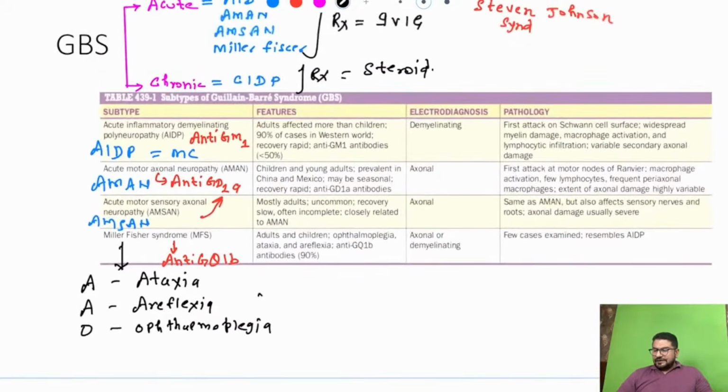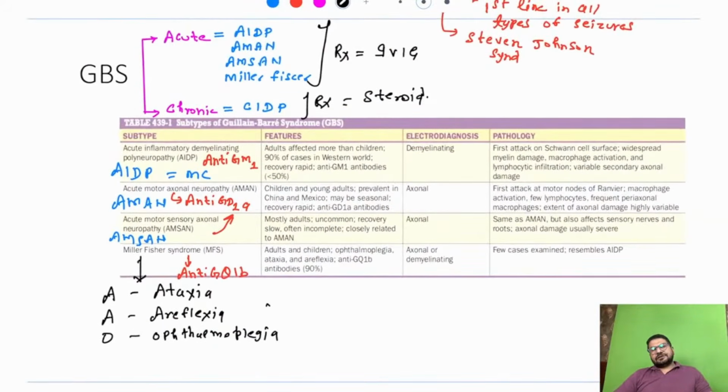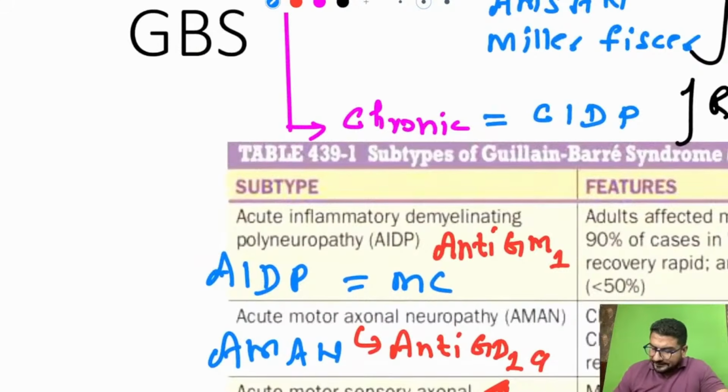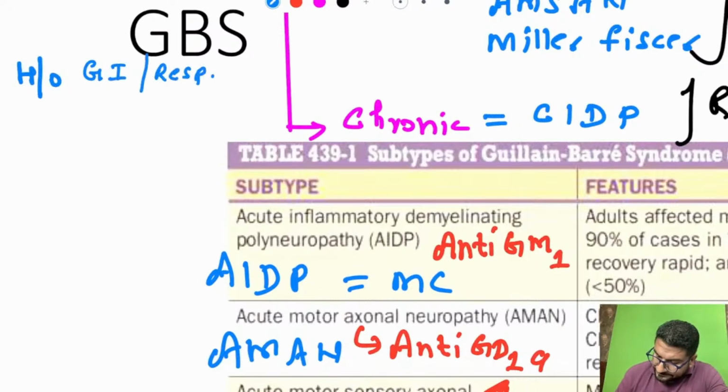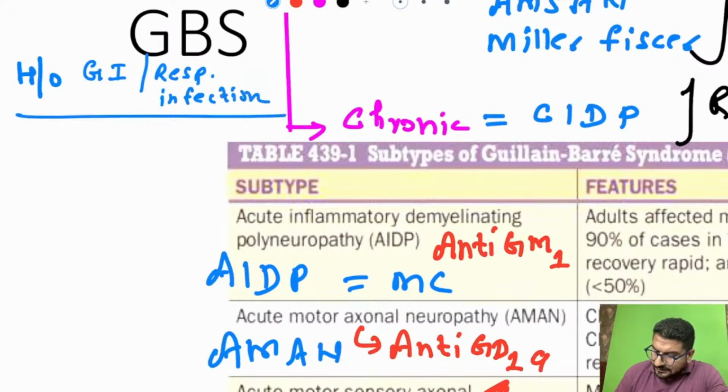What type of question will they ask you in exam? They will start the question like this, like a 30-year-old person had gastroenteritis. So what is in the history? There is a history of GI infection or respiratory infection. तो पेशेंट को 3-4 हफ्ते पहले अगर होगा तो एक्यूट फॉर्म, अगर 8 हफ्ते से ज़्यादा हो गए क्रॉनिक फॉर्म.